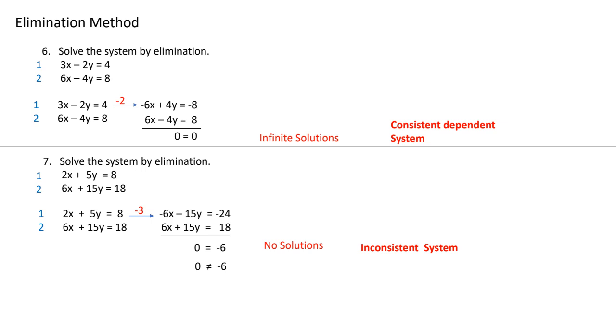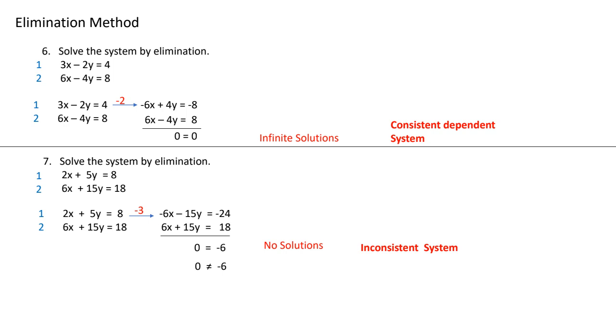So let's look at these two examples, where we have a demonstration that we're going to have an infinite number of solutions, and this is an example where we have no solution. So if we look at the first example, we have two lines, 3x minus 2y equals 4, and we have 6x minus 4y equals 8.